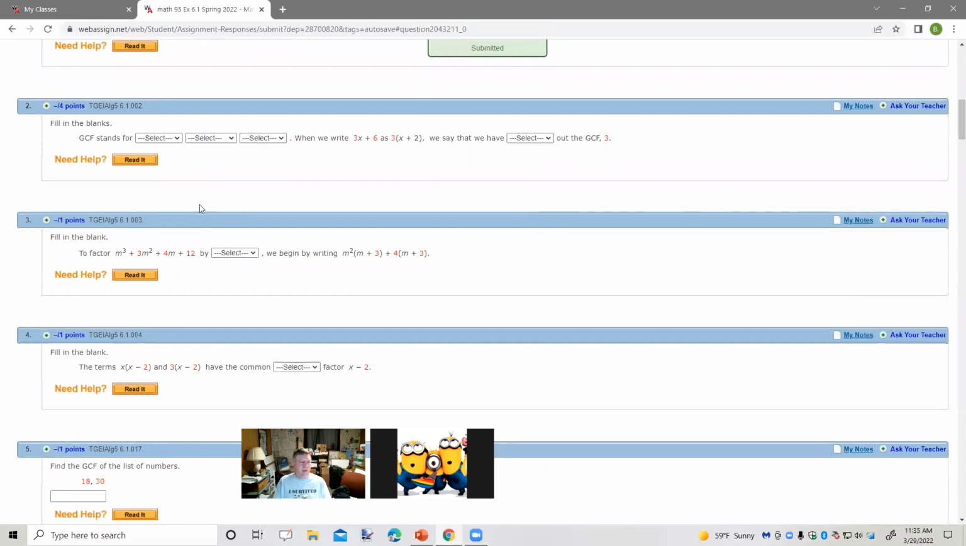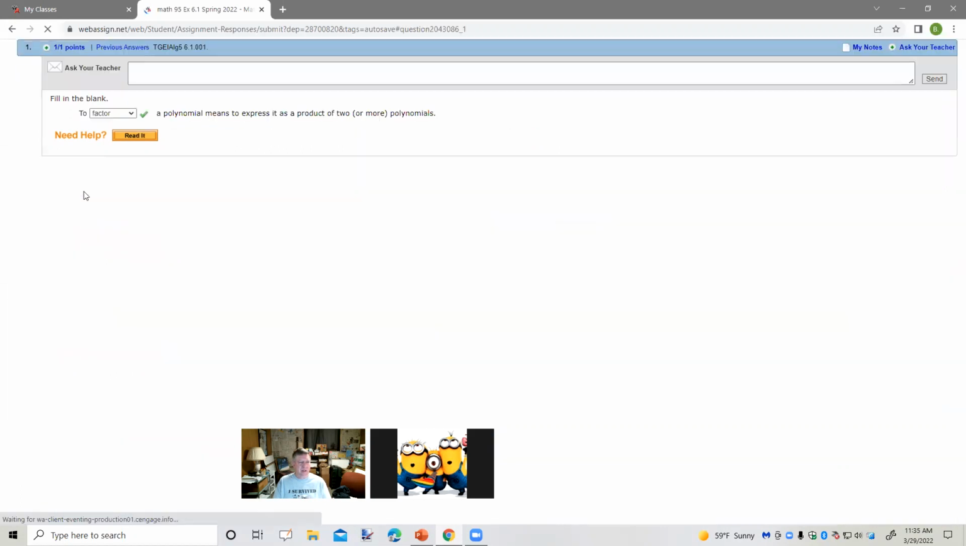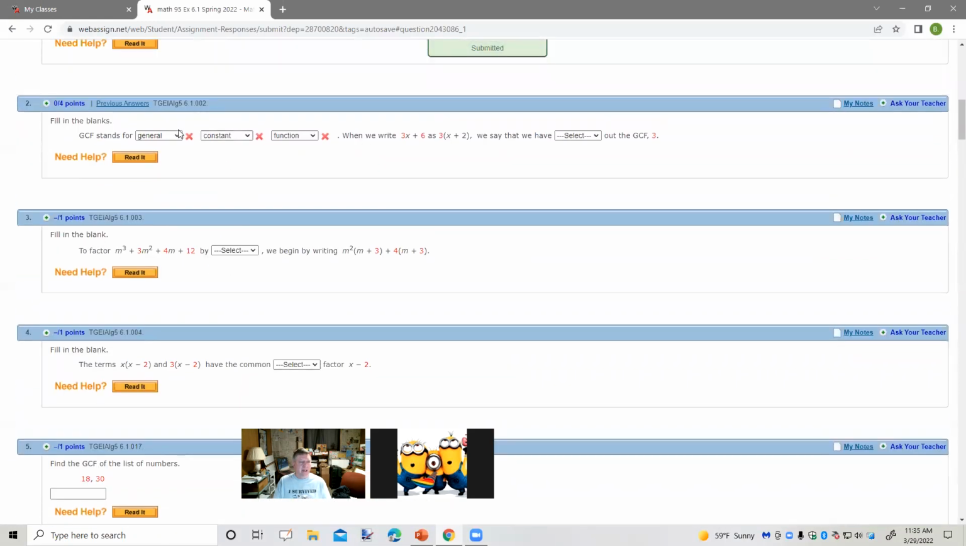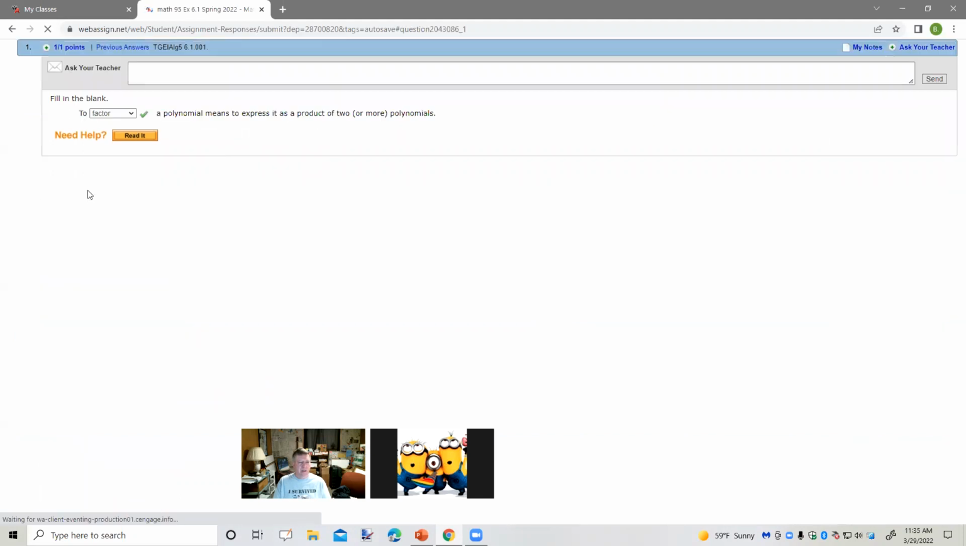Wonderful. Now let's go to the next problem. GCF stands for, I'm going to put the wrong answer in there. Let's see, general constant formula. Okay, submit answer. And it says it's wrong. So I have to go back and change this. Let's see, that's going to be the greatest common factor. And then I can resubmit it.